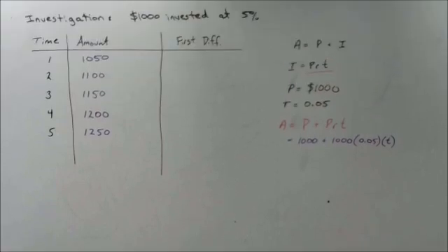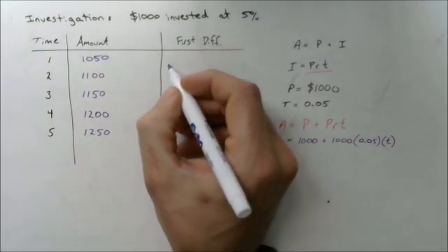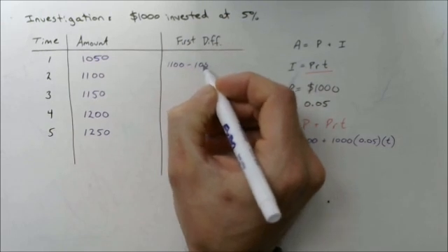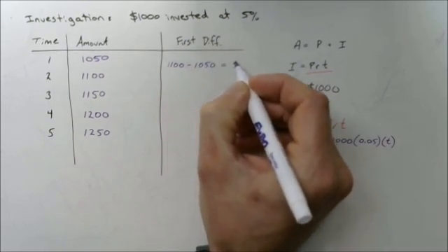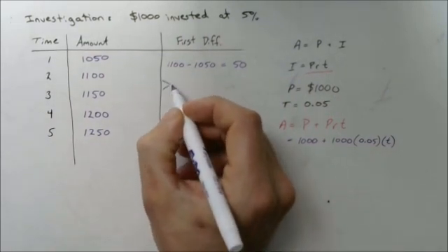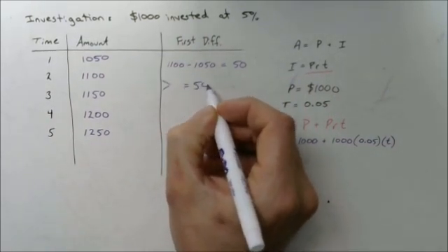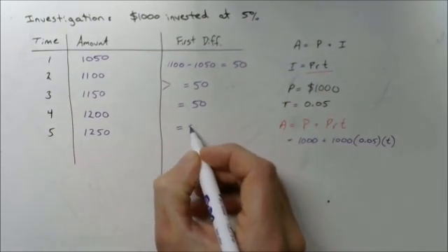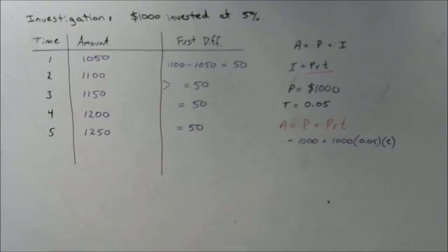All right, hopefully your amount column looks like this. Our next step is to calculate the first differences, which means we're going to be taking 1,100 minus 1,050, and we're going to get a difference of $50 there. If we do it again for these, we get a difference of $50. In the next row, we get a difference of $50. In the next row, we get a difference of $50. Okay, so the first differences are constant at an amount of $50.